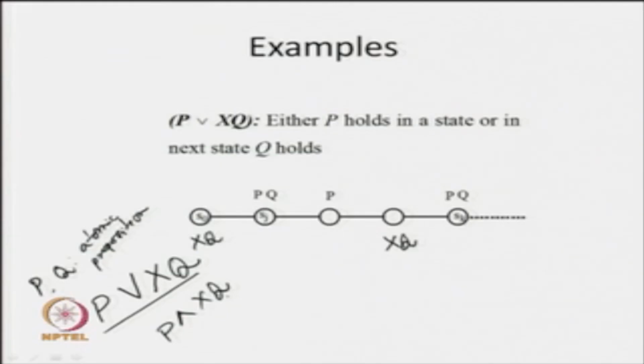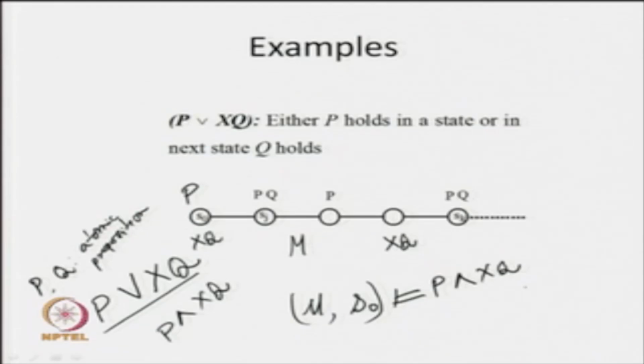Now, I will slightly modify the labeling of this particular state machine, or in all the states. I say that in S0 also P holds. Now, in this case, in S0 you will find that both P is true and next Q is also true. That means, if this is my model M, then in this model M, in state S0, P and X Q hold.